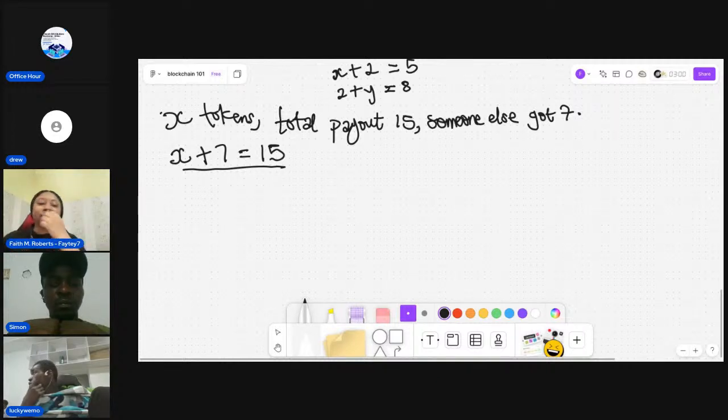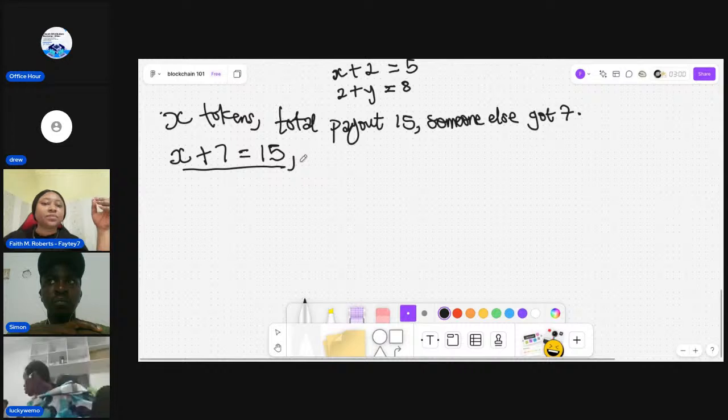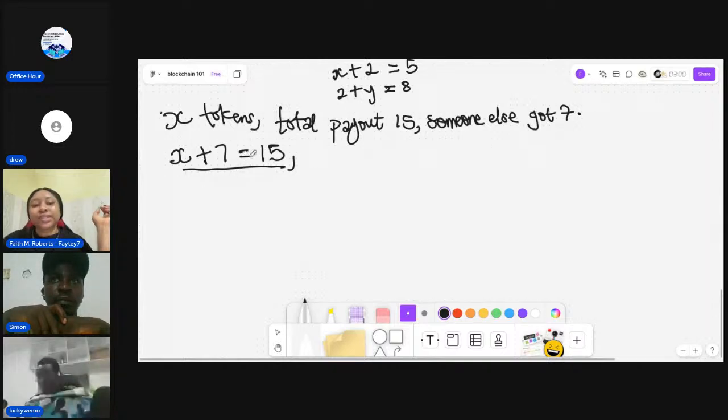Now, how do we solve for this? At this instance, we are solving for tokens, guys. We are not solving for people. Okay. All right. So, what do we do in this scenario when solving for X?